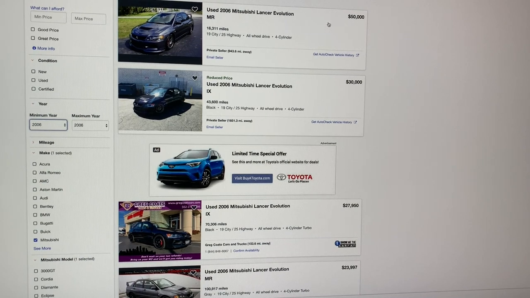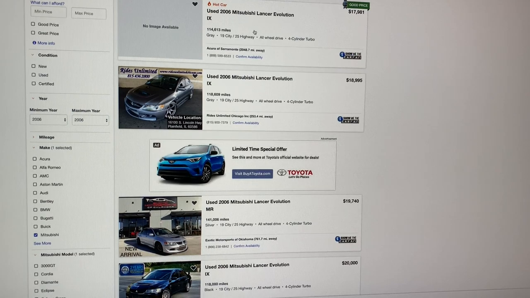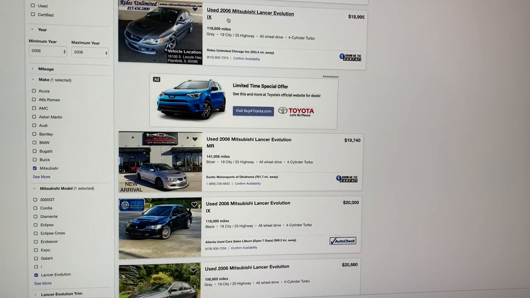All right, now for the Evo 9s for sale. There are 10, so let's get through them here. We're going to resort this from price lowest. Okay, no picture. We're going to skip those as usual.